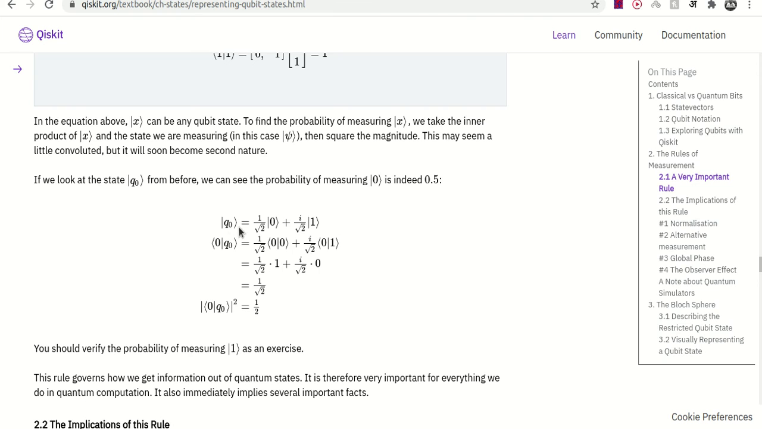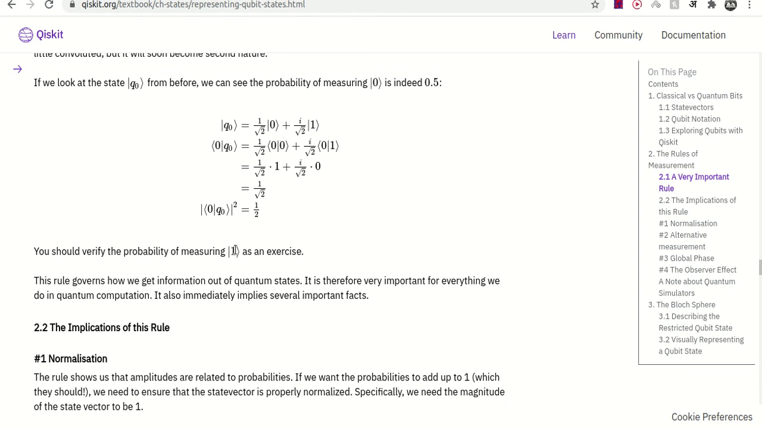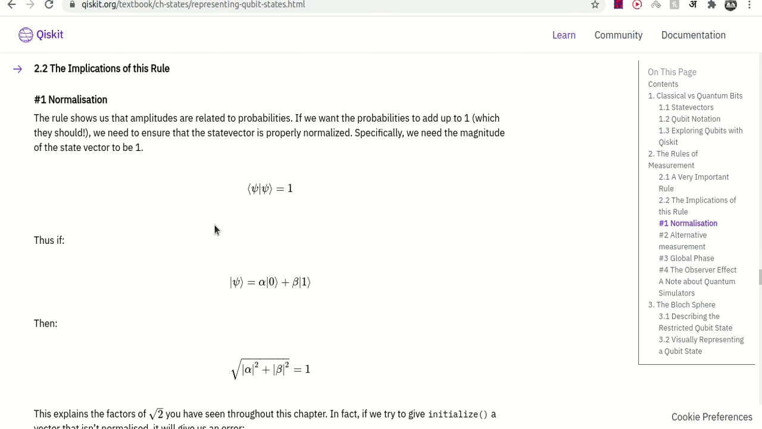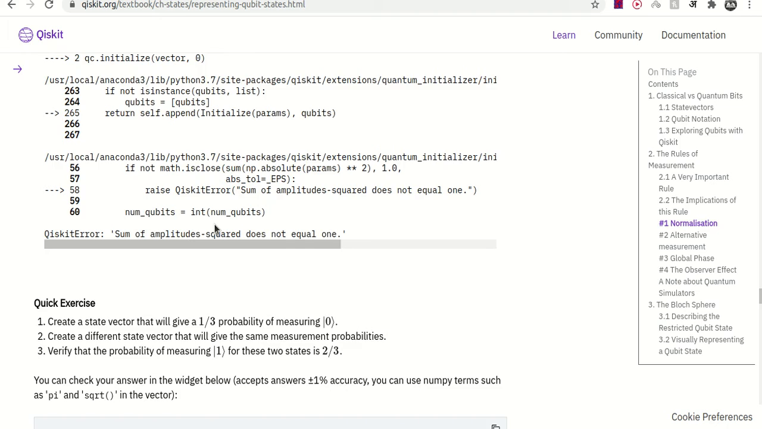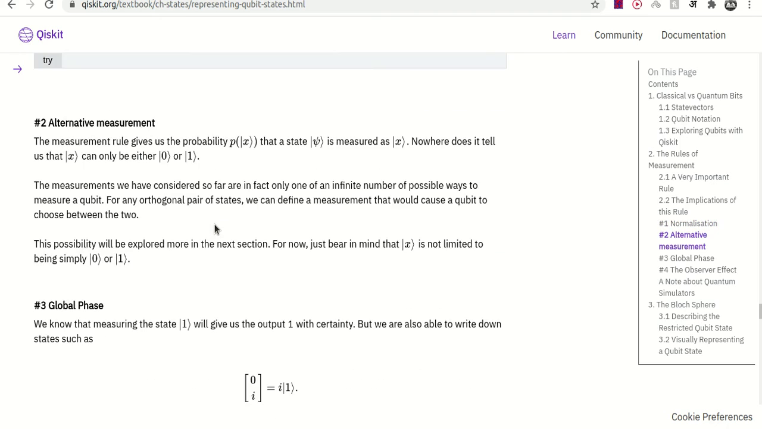Now we have a state q0, 1 by root 2 for 0, i by root 2 for 1. We want to find the probability of finding q0 in 0. So bra 0 is first, then q0. We multiply 0 with the 0th term and the 1th term. Since 0 with 1 is 0 and 0 with 0 is 1, the amplitude is 1 by root 2, and the square gives the probability, 1 by 2. You can do this as an exercise. For the implications of this rule, I suggest you read this. It will be great for your understanding.